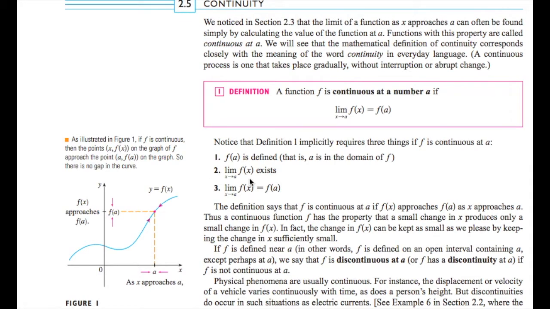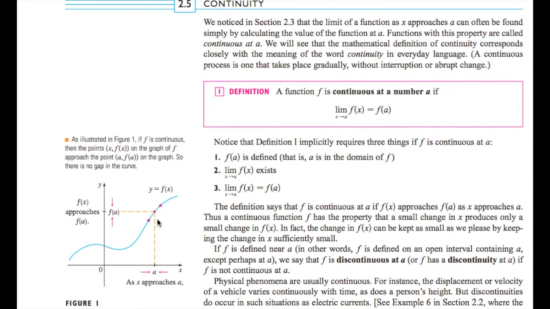Now, does the limit exist? What does it mean for the limit to exist? That means the right-hand side and the left-hand side go to the same point. The last thing, are they the same point? Earlier, in the last few sections, we looked at some cases of limits where the limit and the actual y value point were not the same. So at those times, it's not continuous.